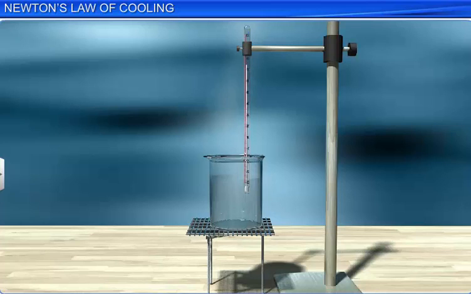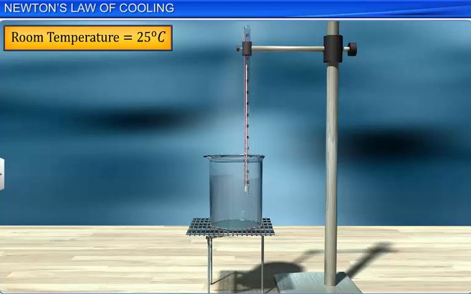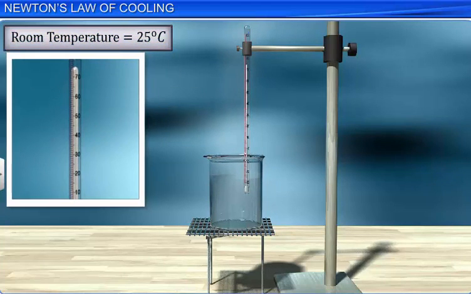For example, if a beaker of hot water placed in surroundings whose temperature is 25 degrees Celsius takes 5 minutes to cool from 75 degrees Celsius to 50 degrees Celsius, how much more time does it take to cool to 30 degrees Celsius?